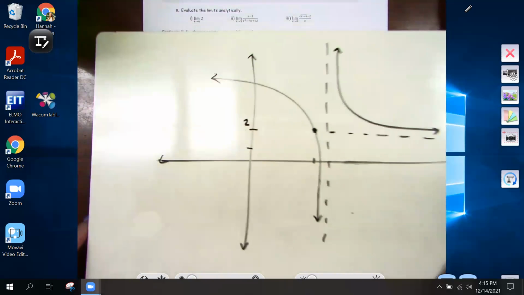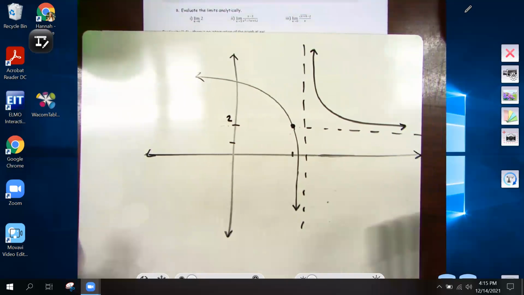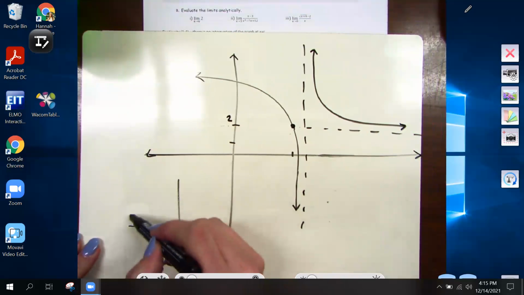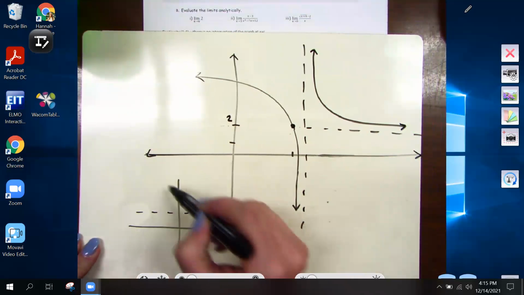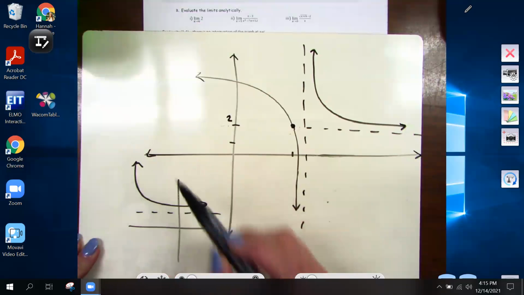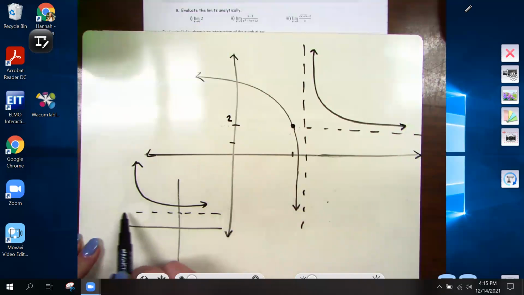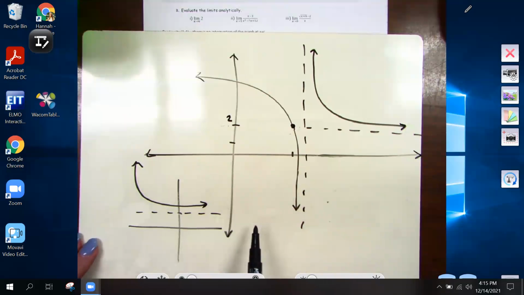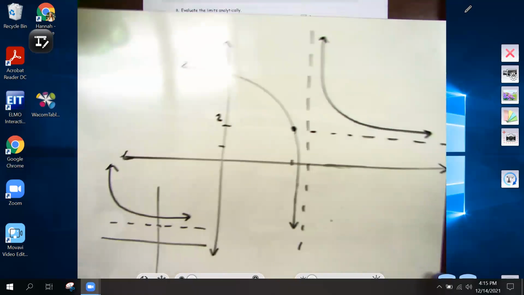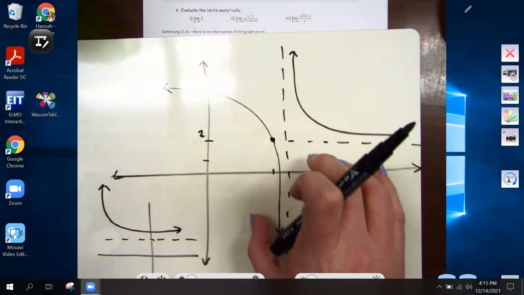Same thing for part C. It could be that the graph looks like this with our horizontal asymptote, and we've got it just going this way, where we would never have a part of our graph on this asymptote. So it could be that f of 2 is undefined. That could be true, but it doesn't have to be, because again, we could have something like this.